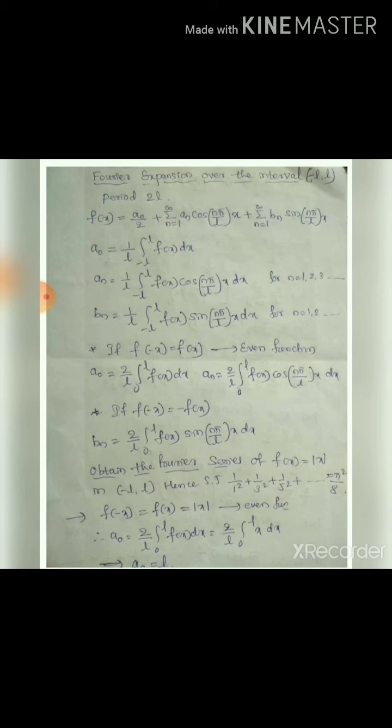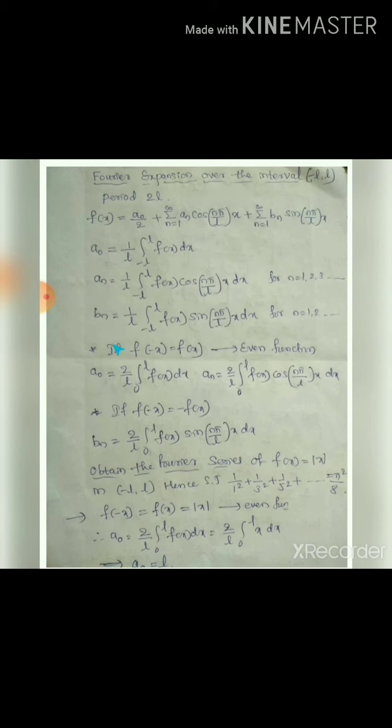plus summation n is equal to 1 to infinity a n cos n pi by L x plus summation n is equal to 1 to infinity b n sin n pi by L x. This is the Fourier expansion formula, and the coefficients are: a naught equal to 1 upon L integration minus L to L f of x dx, a n equal to 1 upon L integration minus L to L f of x cos n pi by L x dx for n equal to 1, 2, 3, and so on.